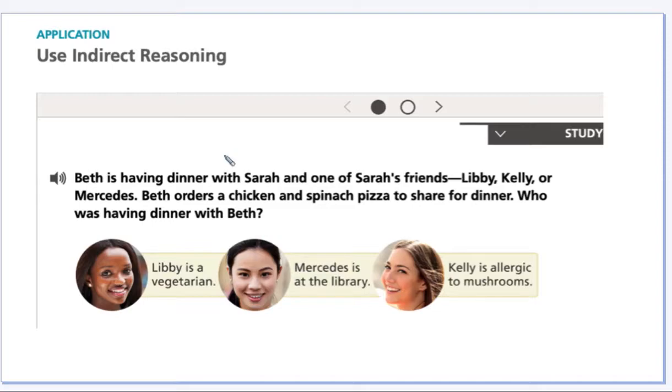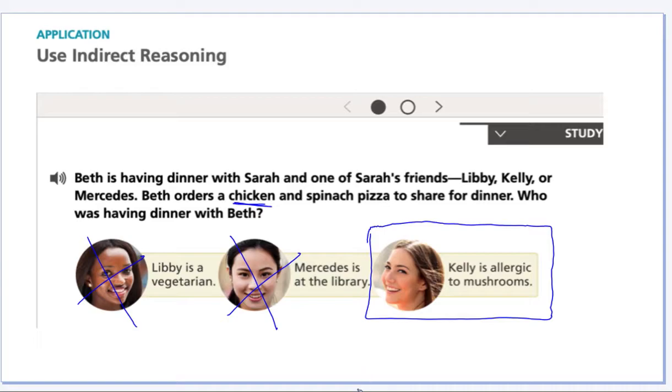So obviously Libby's our vegetarian, so because there's chicken on the pizza, Libby's out. Obviously Mercedes is at the library, so therefore Mercedes cannot be at dinner. But Kelly is allergic to mushrooms, and it doesn't say anything about there being mushrooms, so therefore Beth is having dinner with Sarah and Kelly. So again, this is indirect reasoning.